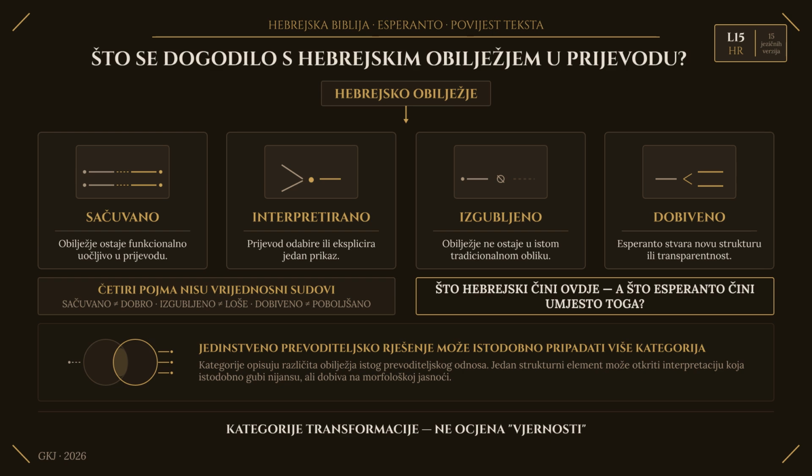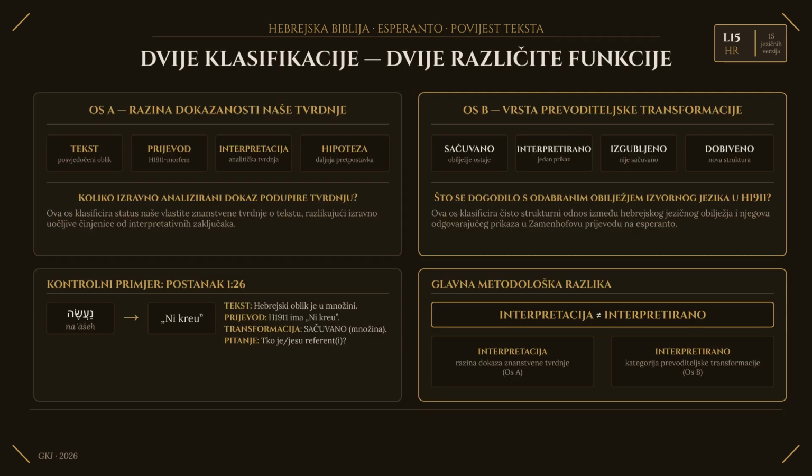When Hebrew features are rendered in Esperanto, they may be preserved, interpreted, lost, or gained through a new structure. These categories are not value judgments of quality or fidelity, but analytical tools to describe the translation process.